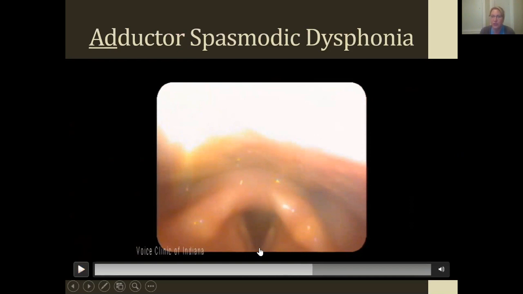And you almost lose visualization of the actual vibratory vocal folds as she's speaking because all these adductors are so overactive.